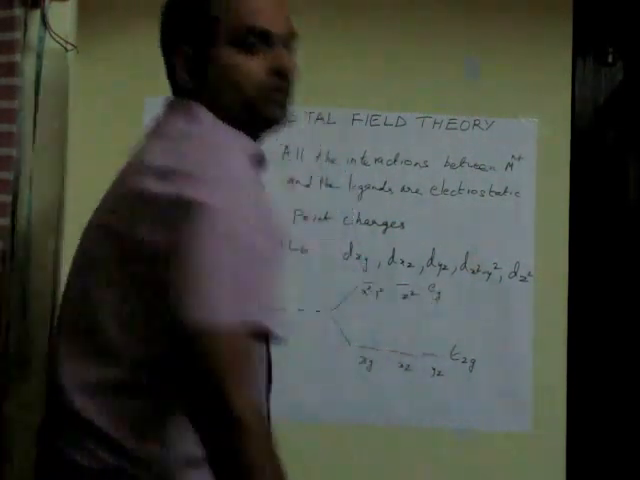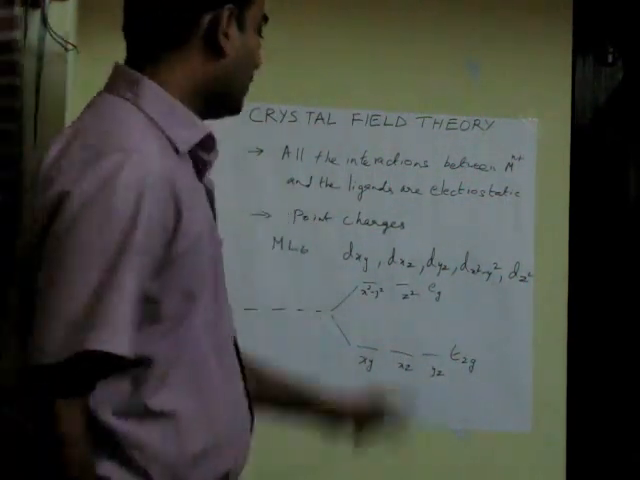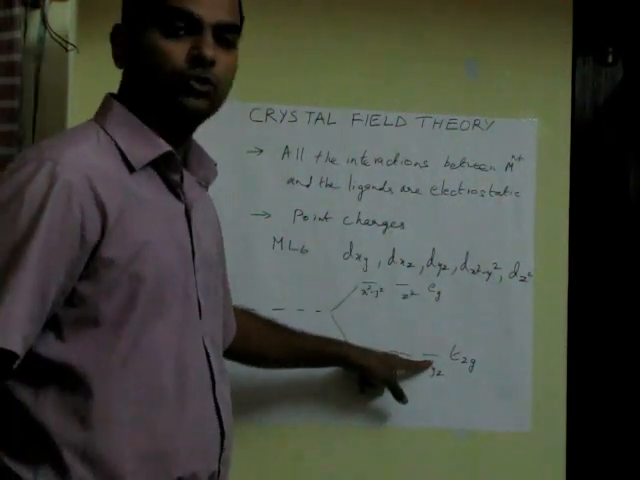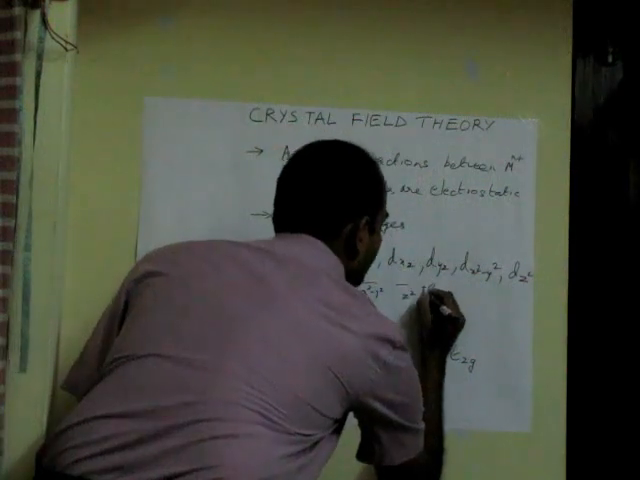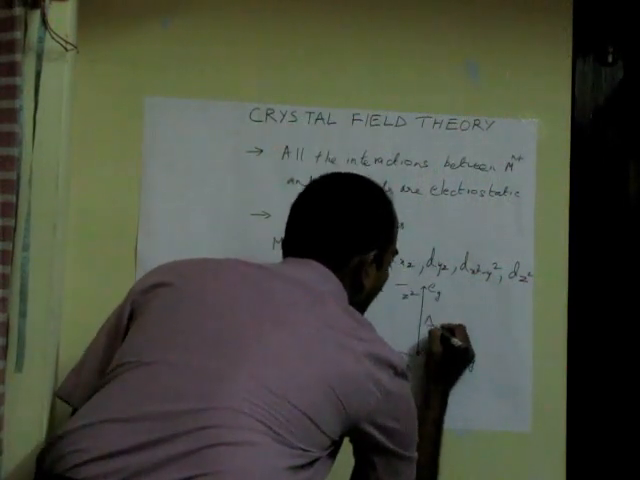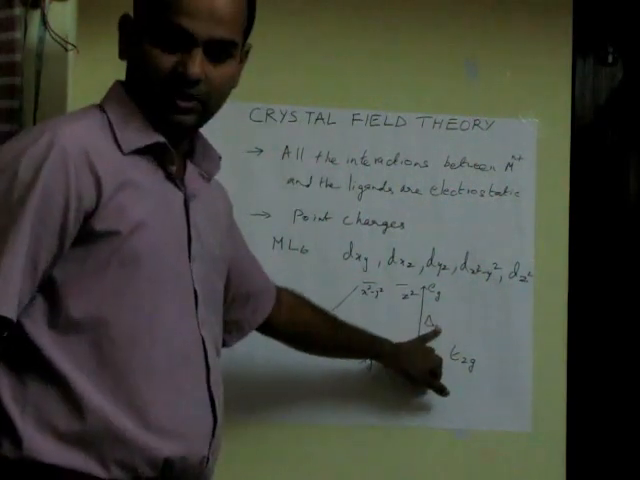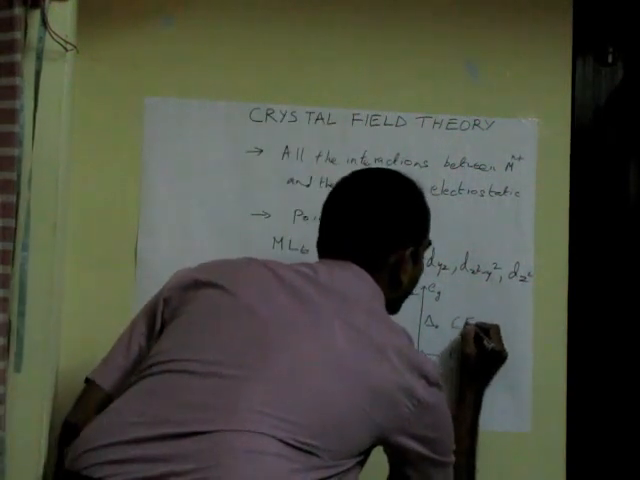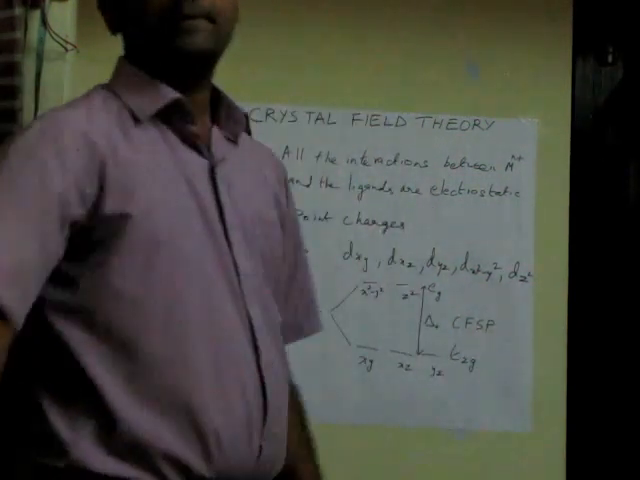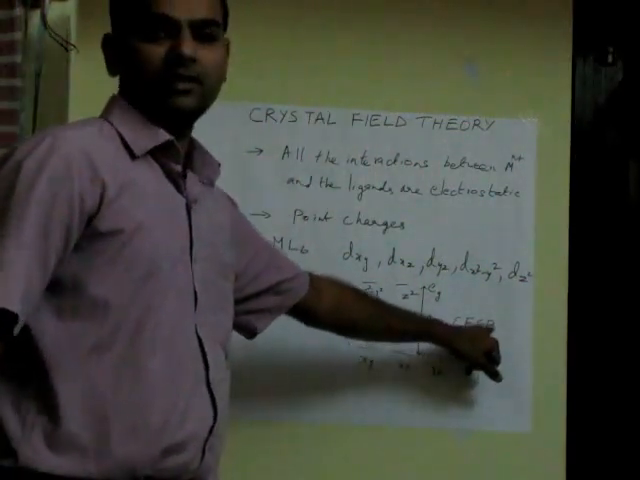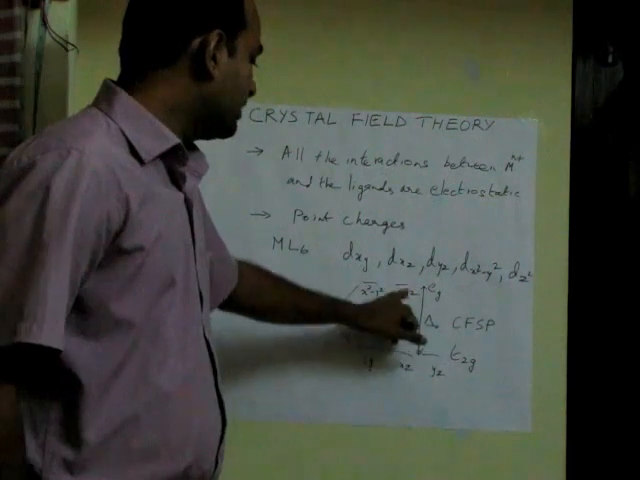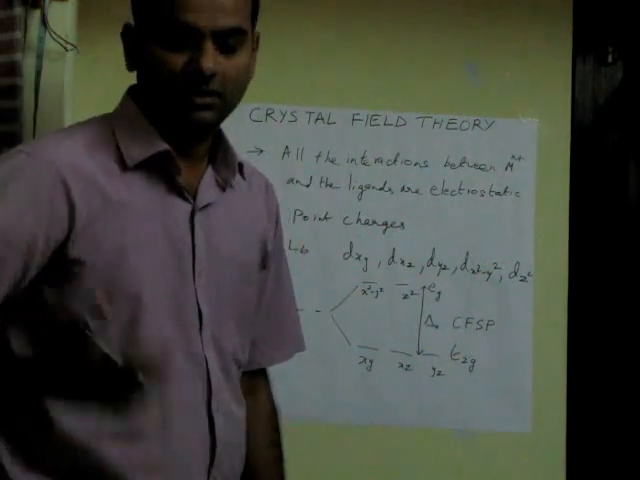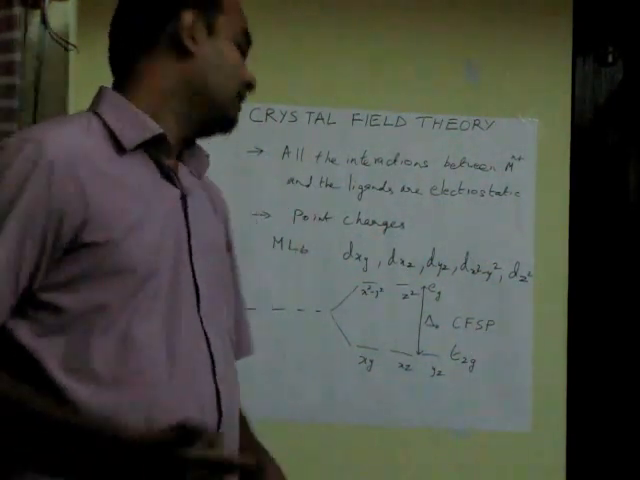and dz square. Okay? Now the energy difference between the Eg set of energy levels and the T2g set of energy levels is given the term delta O. O for octahedral, and delta is what is known as the crystal field splitting parameter. Usually this energy gap is measured in the units centimeter inverse, which is one way of expressing energy.